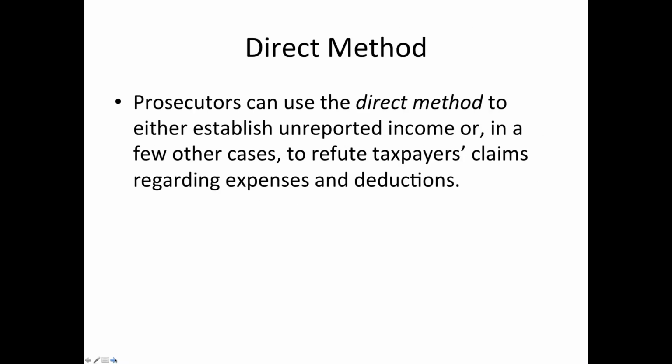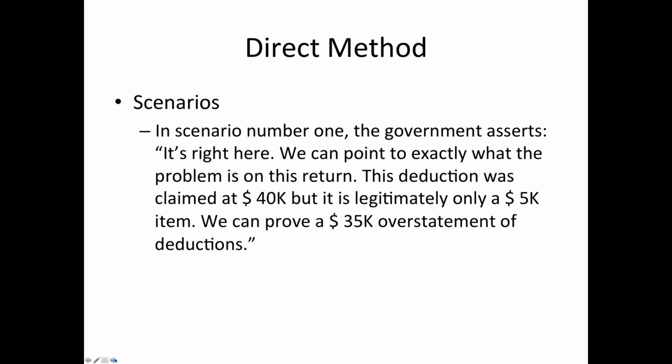Prosecutors can use a direct method to either establish unreported income or, in a few other cases, to rebut a taxpayer's claims regarding expenses and deductions. Here are a few scenarios. In scenario number one, the government might assert, it's right here, we can point to exactly what the problem is on this return. This deduction was claimed at $40,000, but it's legitimately only a $5,000 item. We can prove a $35,000 overstatement of deductions.